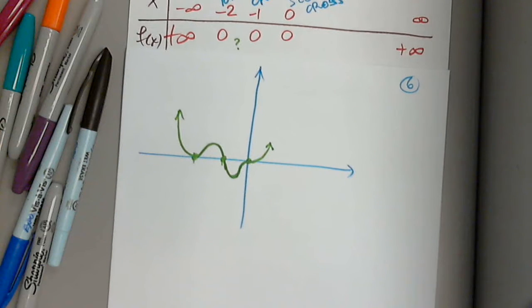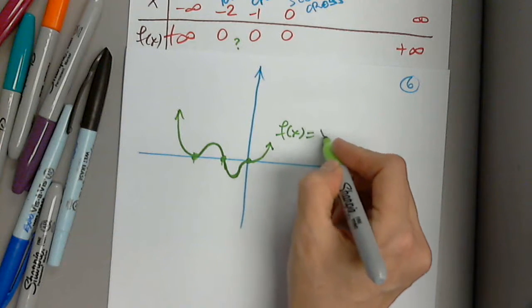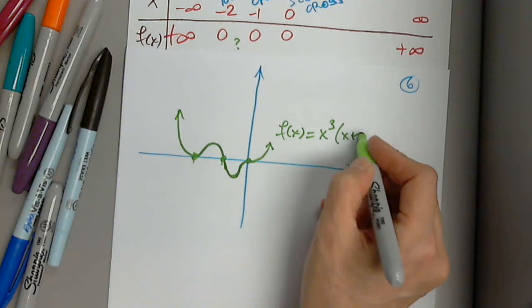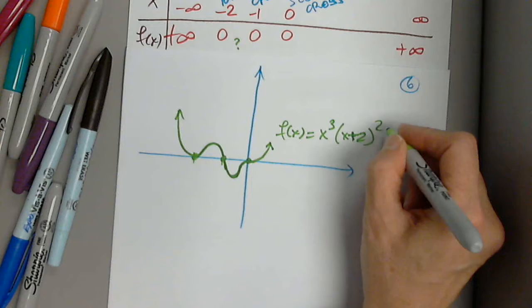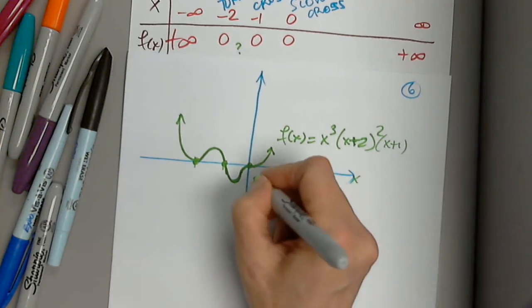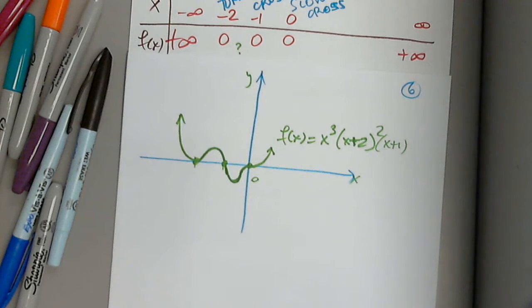It will be fun. Okay, so now we can put in the graphing calculator, not before I write f of x equals x to the third, x plus 2 squared, and x plus 1, and this is x, the origin, and y. And now we are checking our understanding.